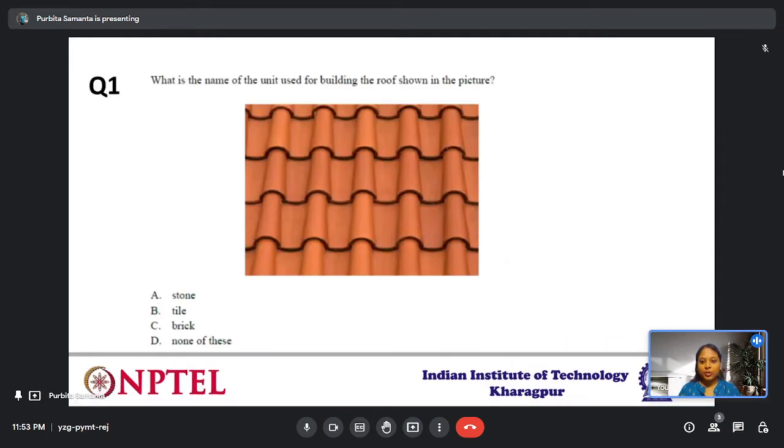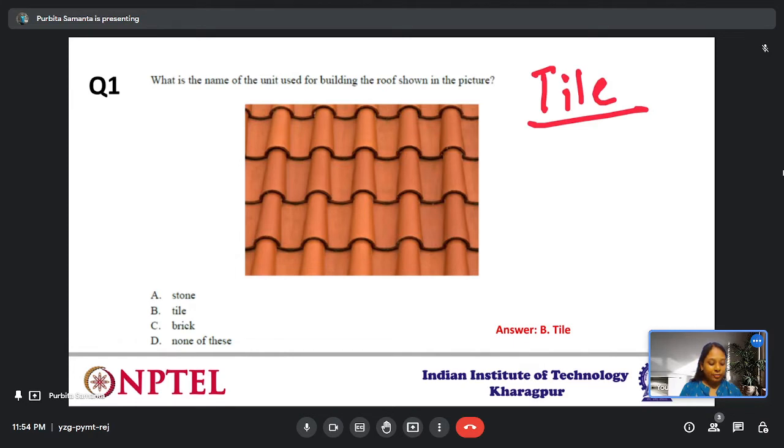Okay. So, this is the first question. What is the name of the unit used for building the roof shown in the picture? So, the right answer will be tile. So if we look into this particular building material, so this is the tile, and as we know that tile is basically a clay product.